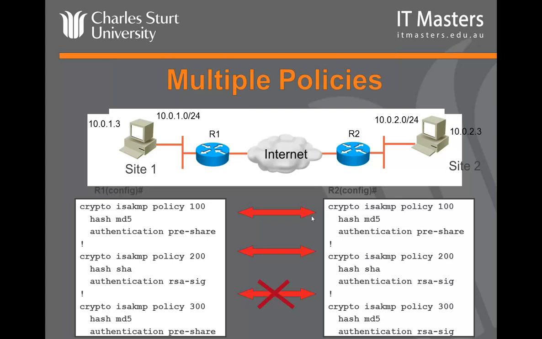So hash MD5, authentication pre-share. Hash SHA, authentication RSA signatures. Those guys there match. This one, on the other hand, doesn't, because we've got pre-shared over here and we've got RSA signatures on this side. So those guys would not work together. That's just an example if there are multiple policies.